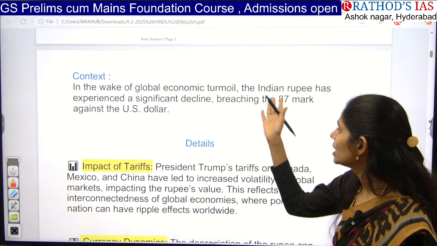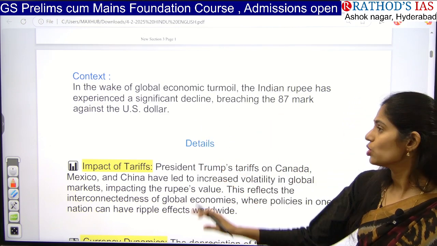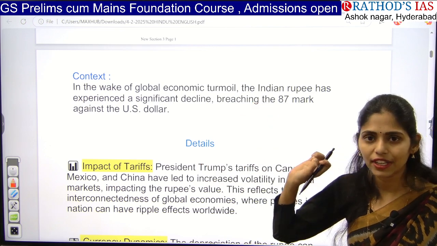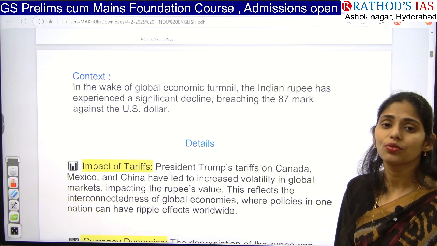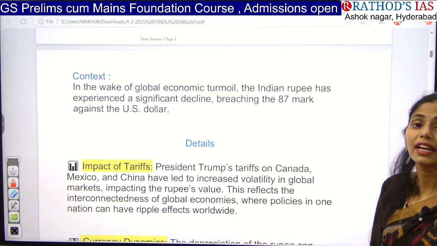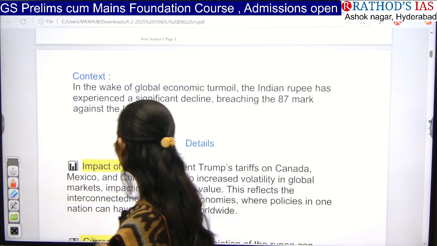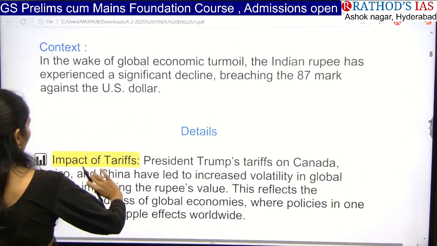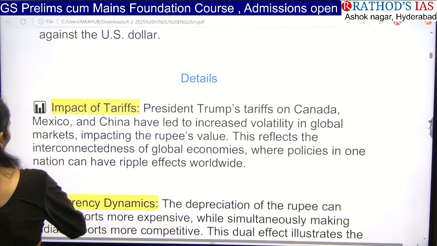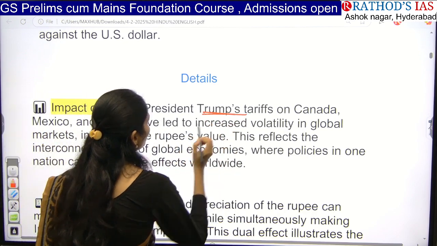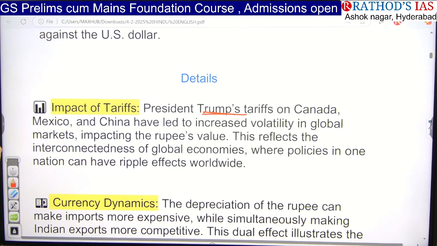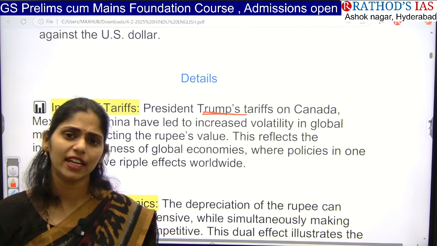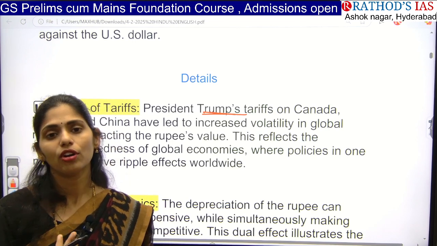Because of all these global economic turmoils, we are now experiencing a significant decline, breaching the mark of 87 against $1. So $1 is now equal to 87 rupees. Now if you see some important details, you can understand the impact of tariffs. Recently President Donald Trump announced that he is going to increase tariffs on Canada, Mexico and China. But in today's article they said that we are going to impose tariffs on Canada and China, but we are going to think about Mexico.